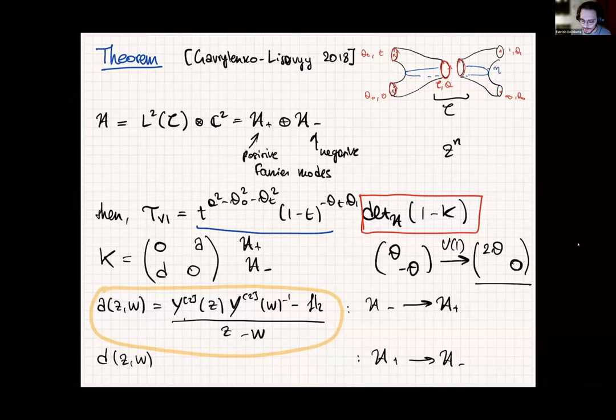It follows just by performing explicitly the gauge transformation in the Lax matrix and then computing the residues at t, at 1.